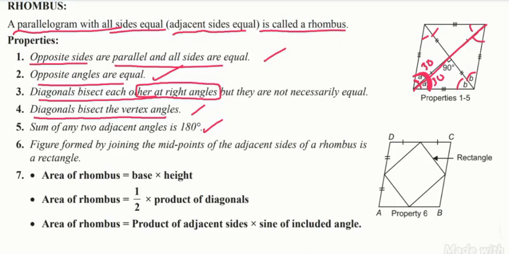Same property. The figure formed by joining the midpoints of adjacent sides of a rhombus is a rectangle. Now we have a rhombus. If you take the midpoints of the rhombus and join them, then the figure formed is a rectangle. Previously we studied that the figure formed by joining the midpoints of a rectangle is a rhombus. Now the figure formed by joining the midpoints of a rhombus is a rectangle.